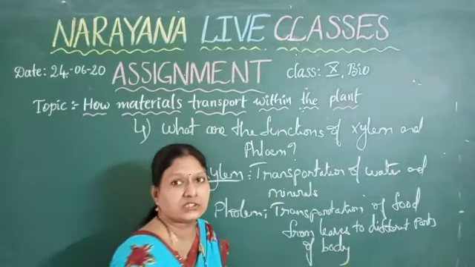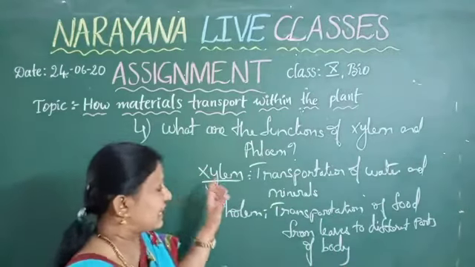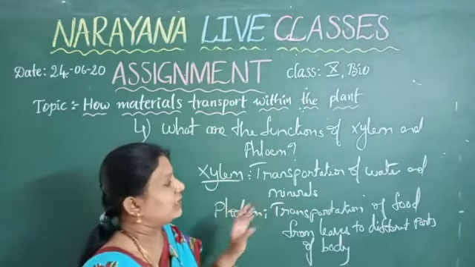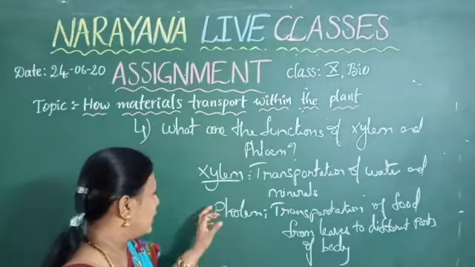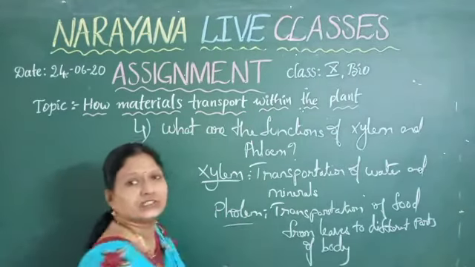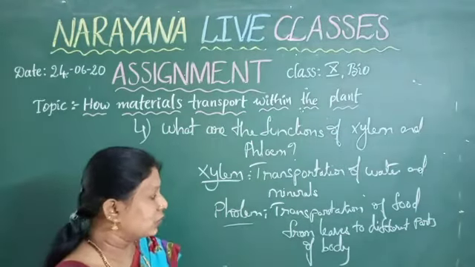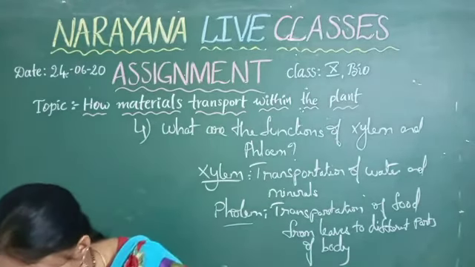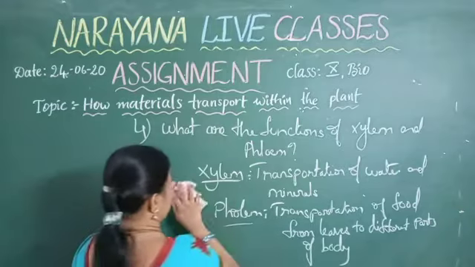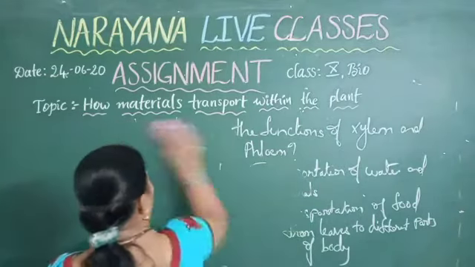So these are the functions of xylem and phloem. Xylem, transportation or conduction of water and minerals from the roots to different parts of the body. Phloem, transportation of food from the leaves to different parts of the body. Next question. We have two fill in the blanks.